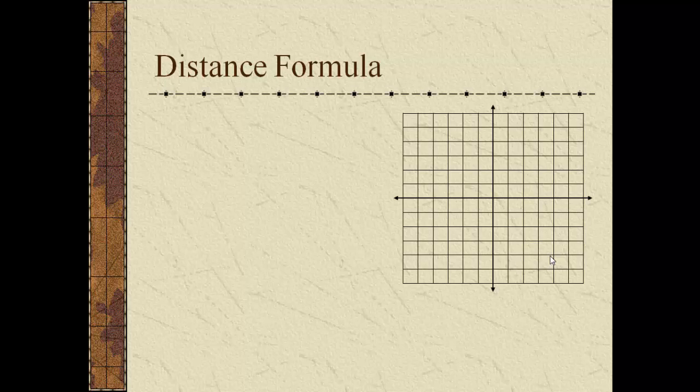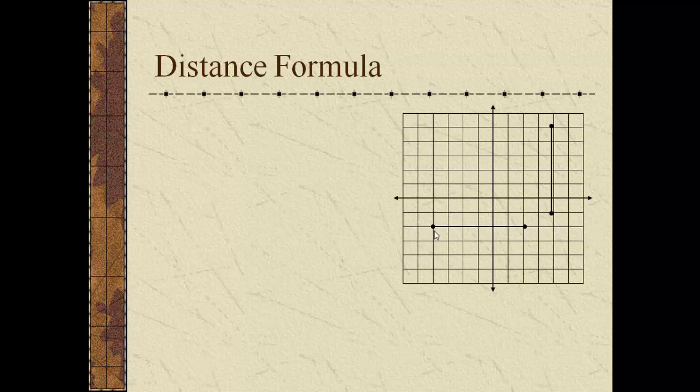First, let's talk about finding distance in the coordinate plane. Say that I gave you these two lines. How would you find the length of these two lines? Well, since these are horizontal and vertical lines, it's really easy to find the distance. All you need to do is count the number of spaces between the two endpoints.